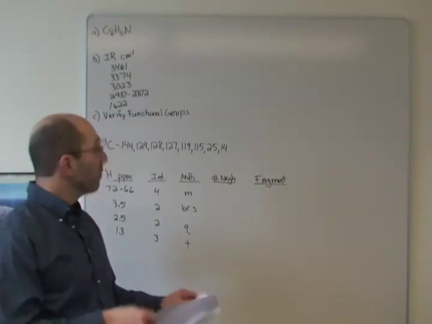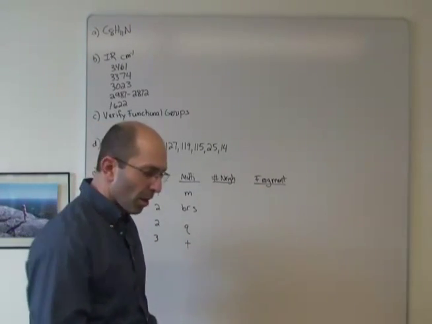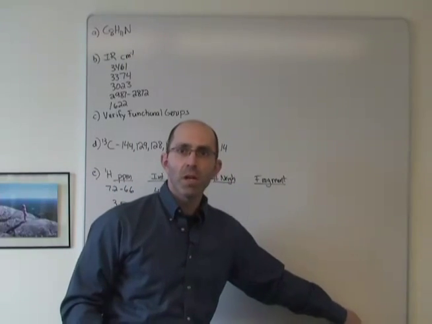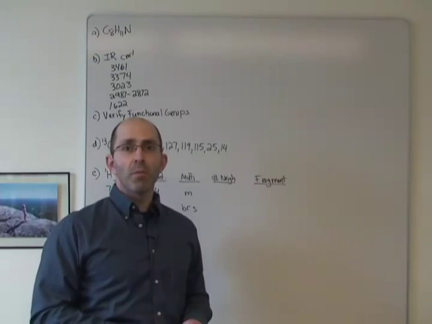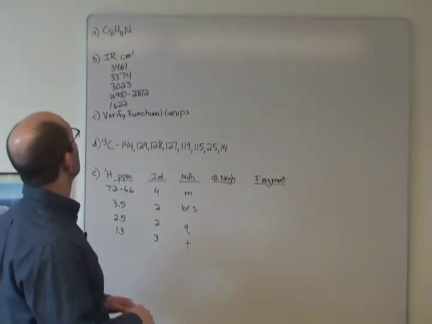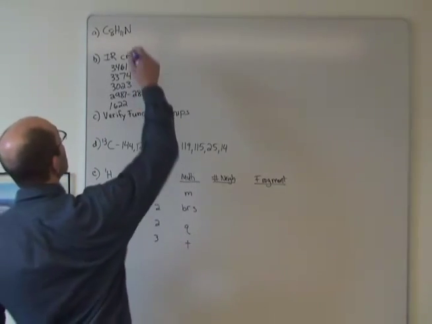All right, so we've got the table up on the board. We have the spectral information in front of us. And so let's just roll through this and see how we do. So as I've said before, you can get a lot of information out of the molecular formula. So we have C8H11N. So let's determine degrees of unsaturation, right?